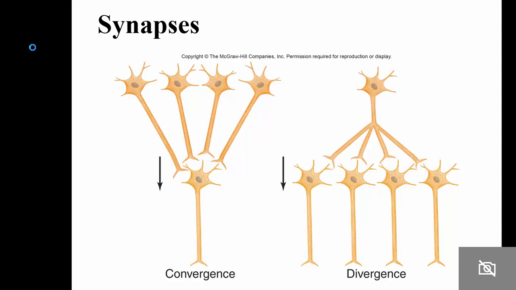Okay? Remember that most of the neurons in your central nervous system are interneurons. They're processing with brains.